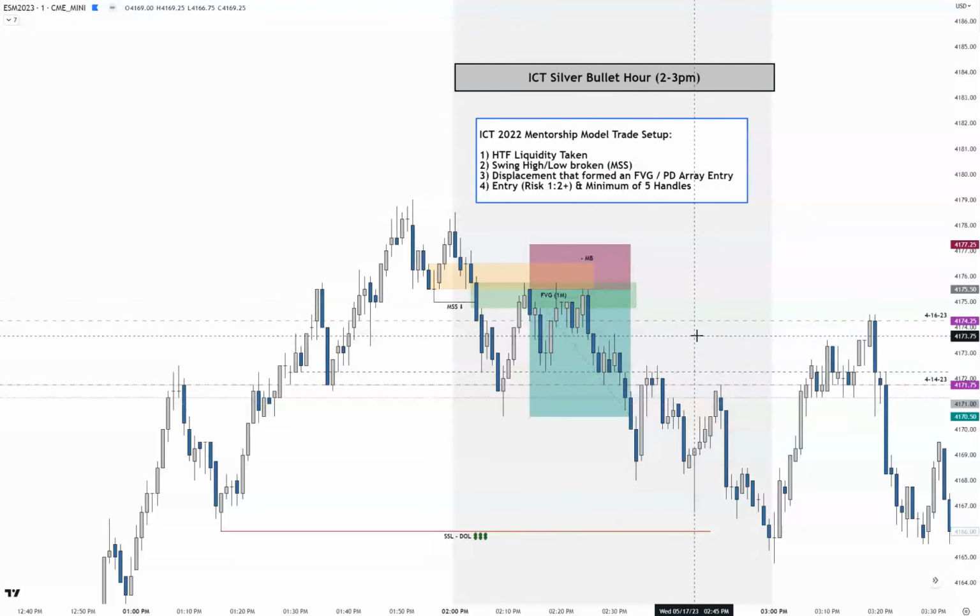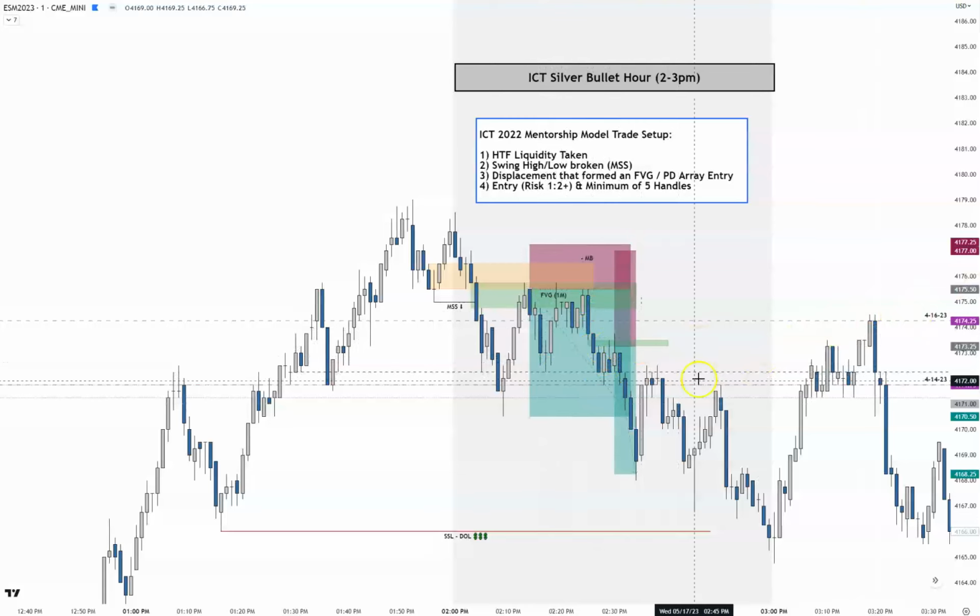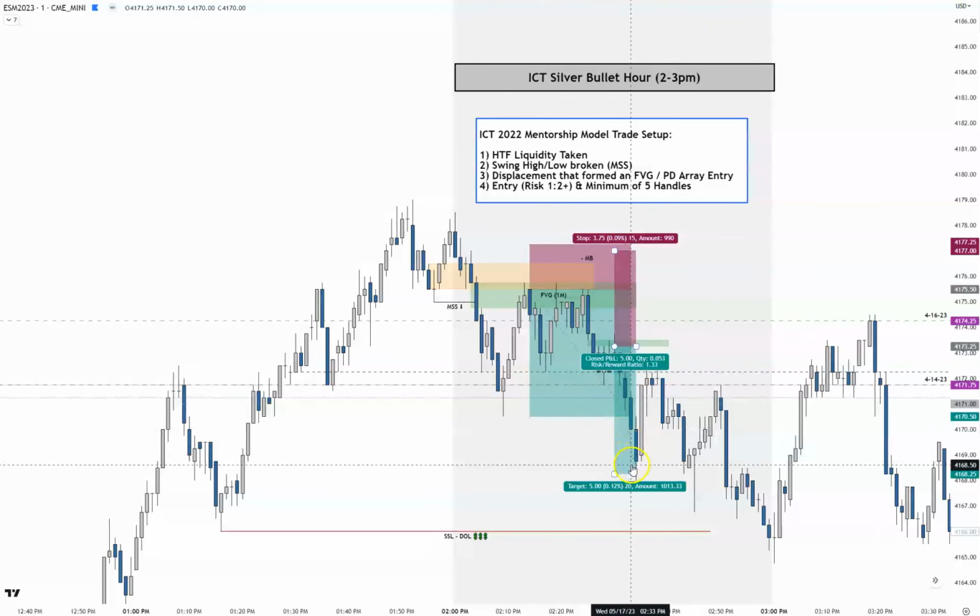Pretty clear. Actually, it's really clear. A great trade. If you were targeting this low, though, you see how ICT always, not always, but a lot of times he takes additional entries. He adds to his position. Okay, so where would you do that? Well, here's another fair value gap right here that took out this swing low right here. Come back up, there's another one. So you could have added a position right there. That too would have given you 5 handles right there.